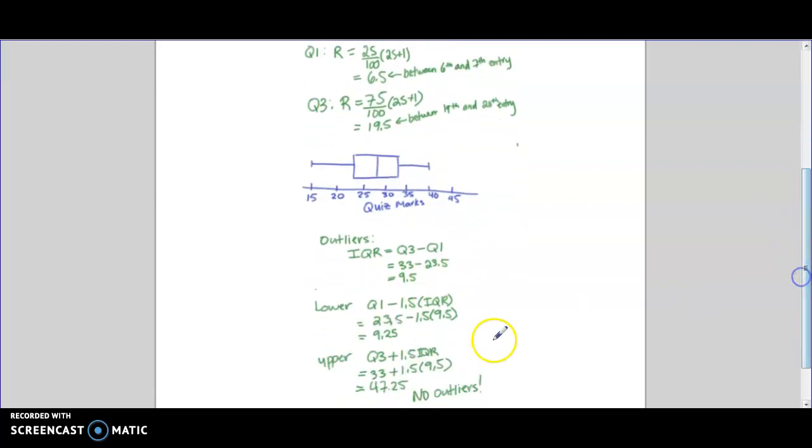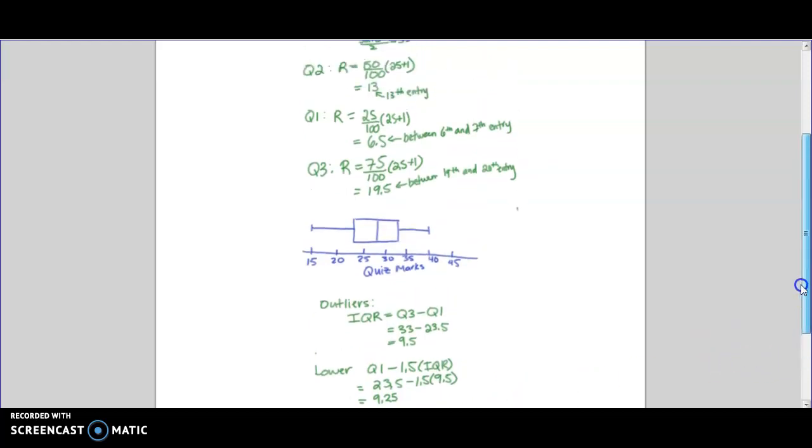Then similarly on the high end, we take the Q3 value, which is 33, and add 1.5 times the interquartile range of 9.5, which gives us a total of 47.25. And again, to see if we have any outliers, you can go back to the actual data, the numbers, or you can look at your box and whisker plot. And we can see here 40 is the highest value that we have in our data. So there are no data points above 47.25. So we have no outliers at all. No outliers on the lower end, no outliers on the higher end.